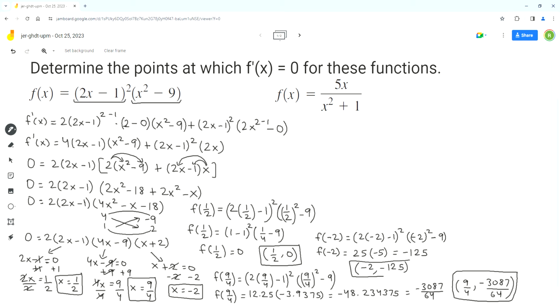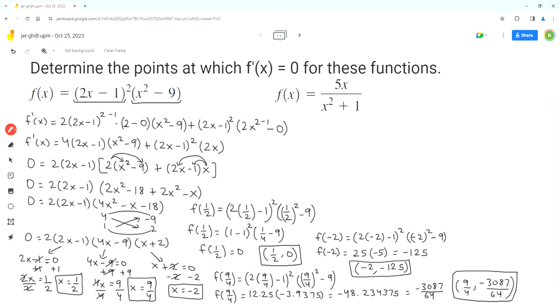So these are the points at which the derivative is equal to 0 for the first function. So now we can analyze the second function. I'll use a different color. So again, we'll start with the derivative of the function.